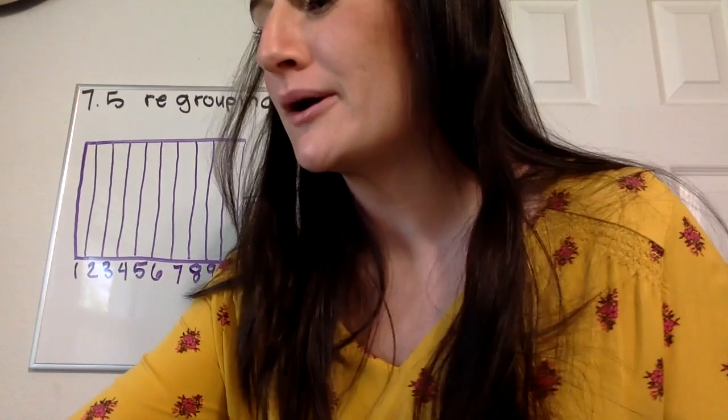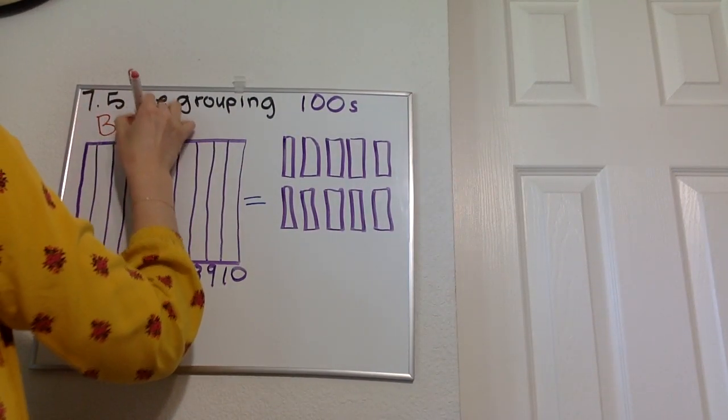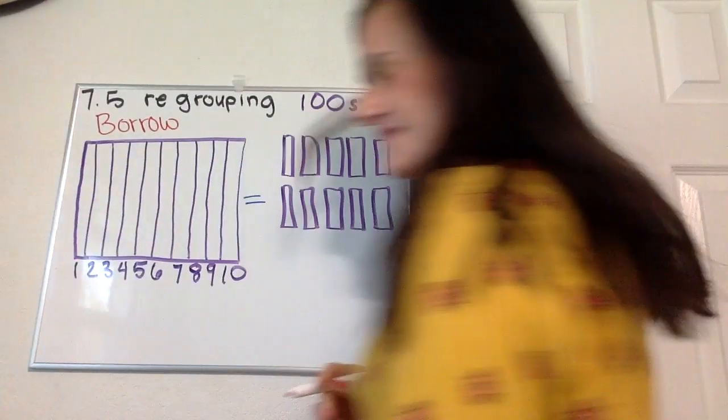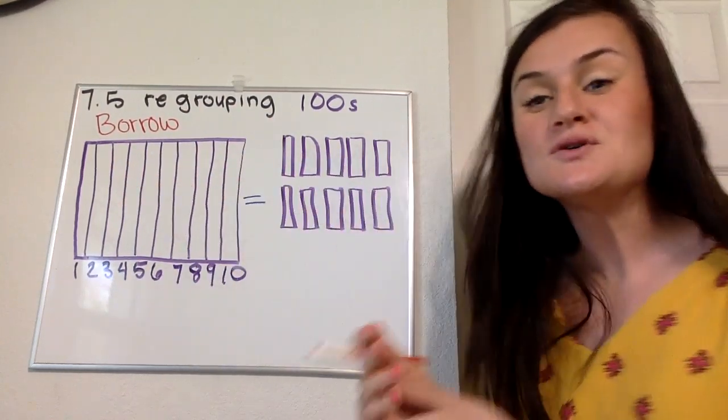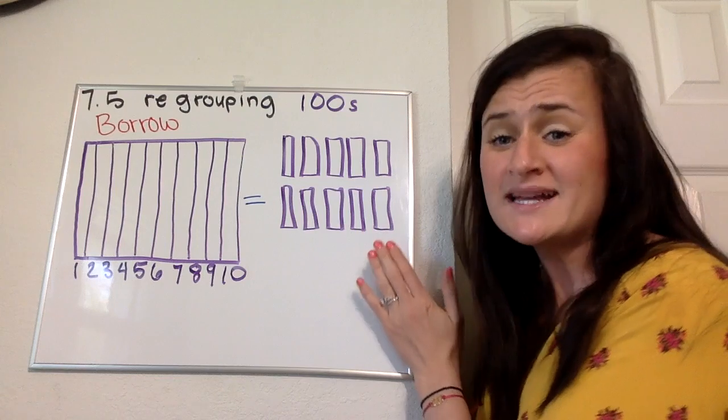Does anybody remember the key word? While I'm writing it up, see if you can remember what that important step is. You can borrow from your hundreds in order to get more tens.